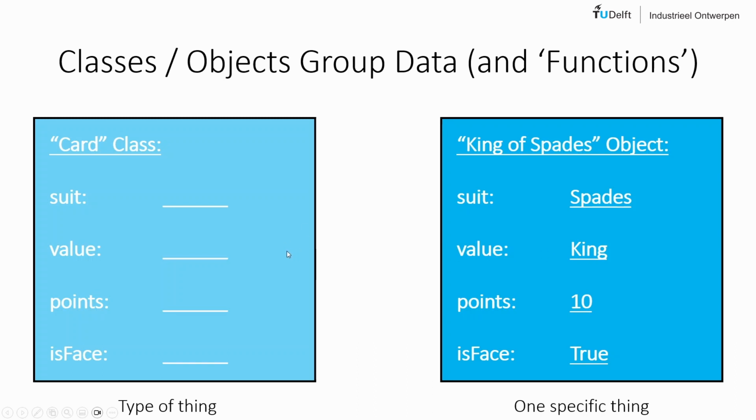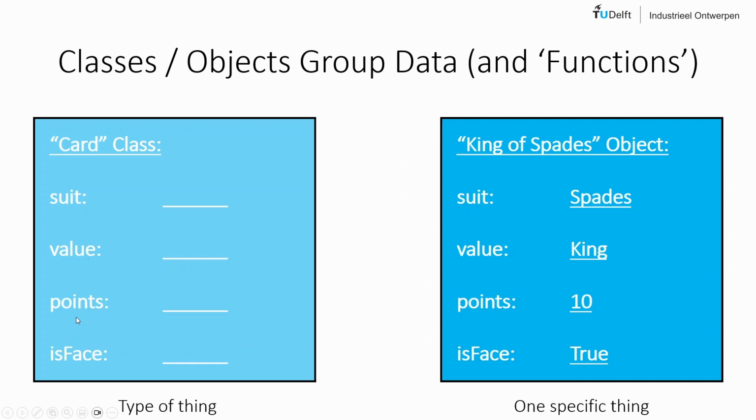In these illustrations, we're for now just worrying about the data. So we have a card or playing card class, which we'll see in a minute how to create in Python. Let's imagine that we want that card class to have 4 pieces of data, 4 variables. One of them is the suit of the card. One of them is the value of the card. One of them is the number of points that card is worth in the game of blackjack.